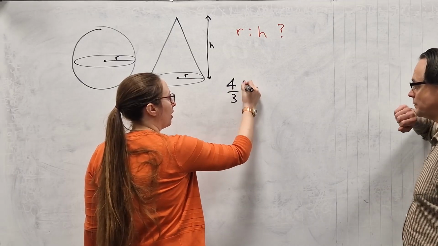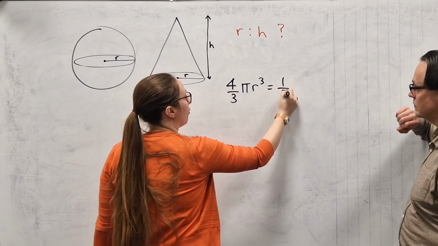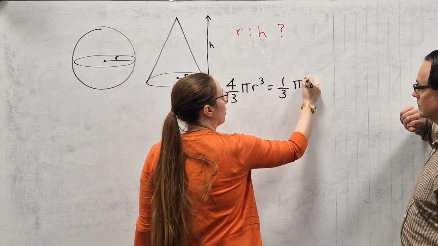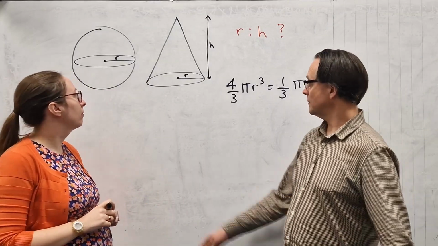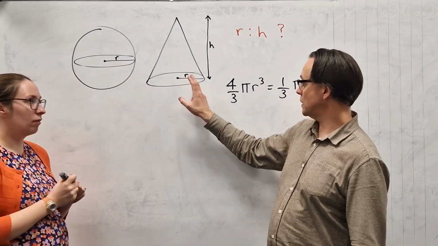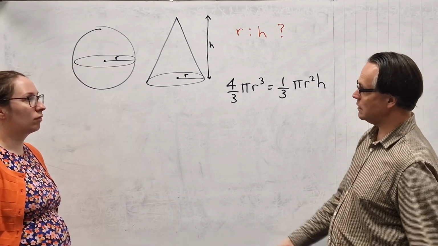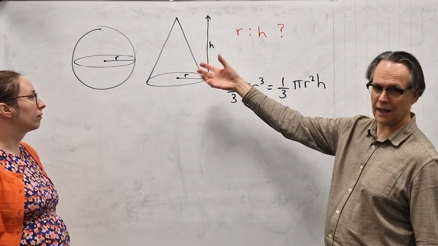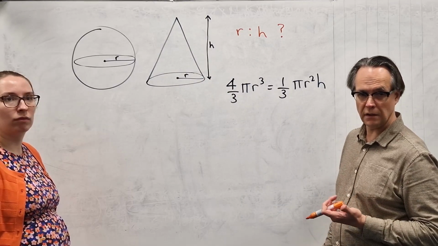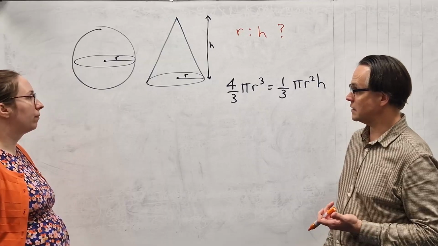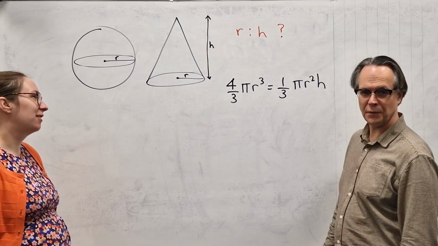So we've got 4/3 pi r cubed is equal to 1/3 pi r squared h. Notice in the two diagrams, they've labelled the radius with a lowercase r. If they use the same letter with the same case in the question twice, you've got to assume that they mean the same thing. The radius is the same. It's not just one radius or the other.